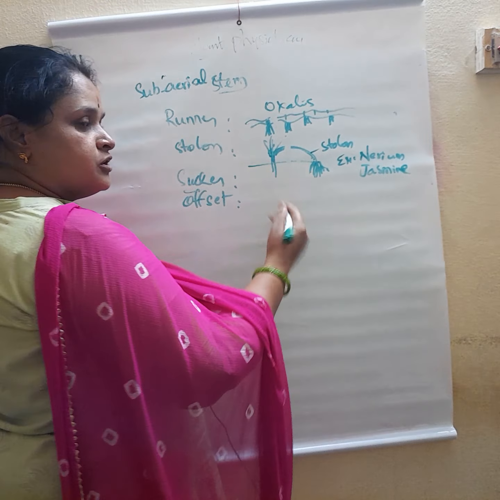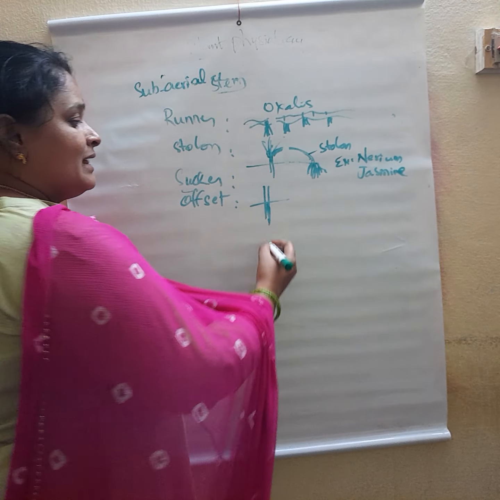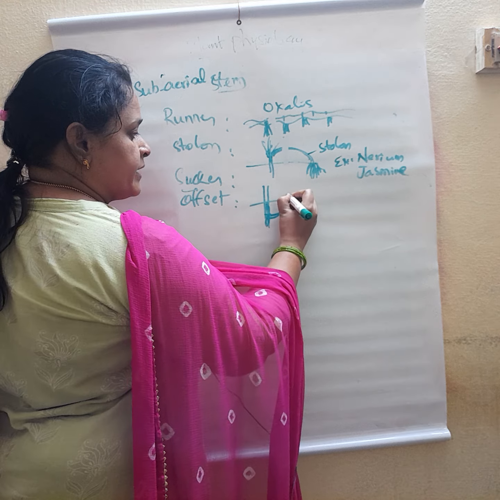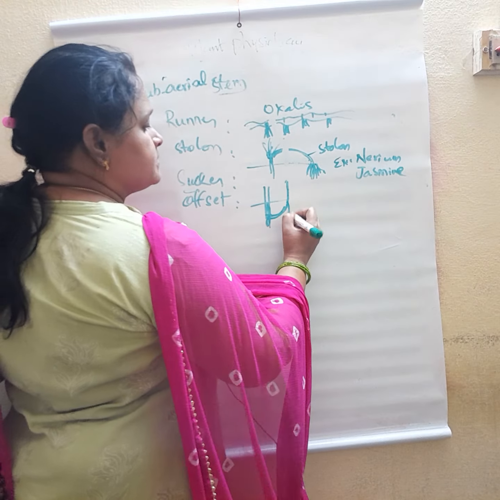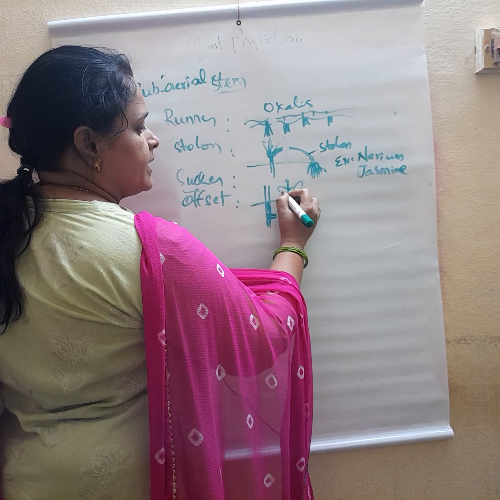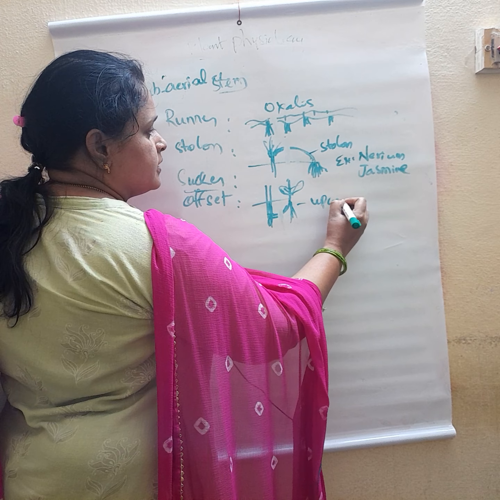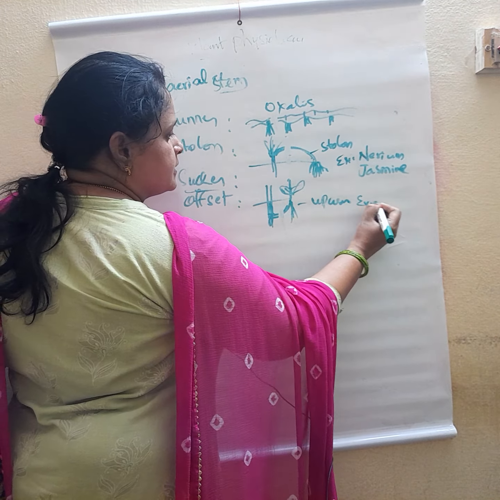Sucker is actually opposite to stolon. Some part of the stem grows underground. That branch which is growing underground produces obliquely upward branches and develops a root system. If it is separated, it lives as an independent plant. That is called a sucker, with upward movement. This one is downward.